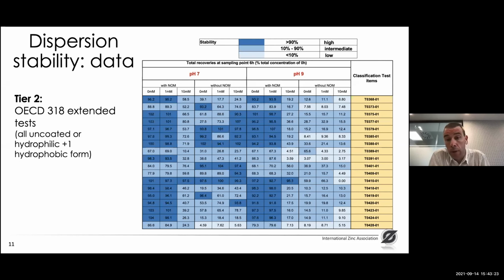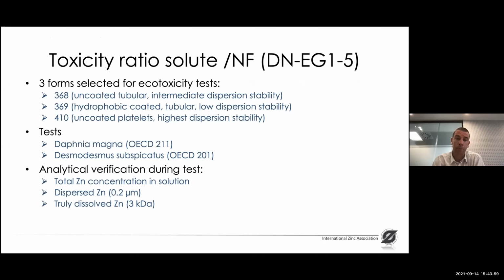If we go then to the extended test, there we see that for all the cases, it's an intermediate. We see different responses from a few percent dispersion stability to over 90%. So overall, it's all intermediate. So far, it's quite consistent across all the 28 nanoforms. They all partially dissolve, and they all show a similar, intermediate dispersion stability.